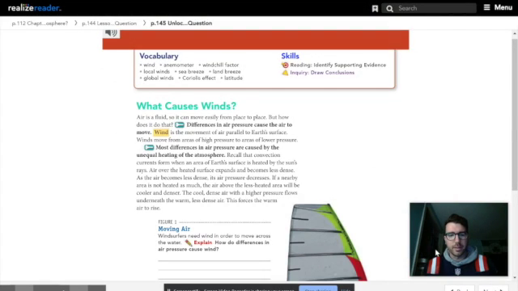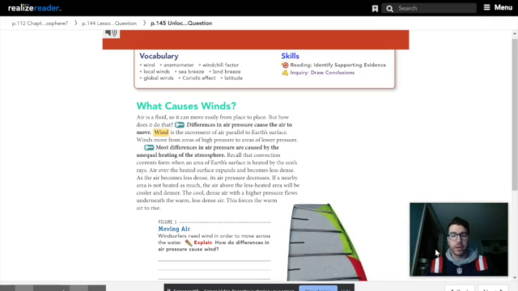So what causes wind? Air is a fluid, so it can move easily from place to place. But how does it do that? Differences in air pressure cause the air to move. Wind is the movement of air parallel to Earth's surface. Winds move from areas of high pressure to areas of low pressure. Most differences in air pressure are caused by unequal heating of the atmosphere.